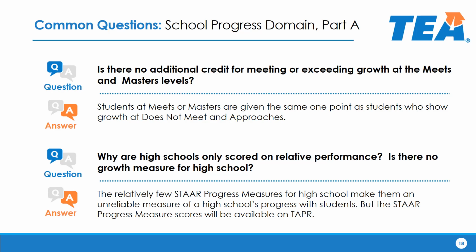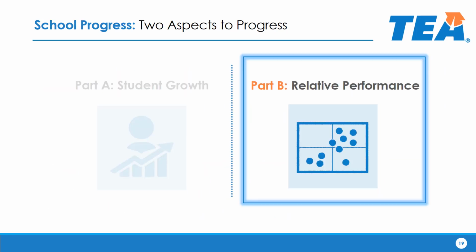Why are high schools only scored on relative performance? Is there no growth measure for high schools? Well, the relatively few STAAR progress measures in high school make them an unreliable measure of a high school's progress with students. So in the first year of the new accountability system, high schools, at least in this domain, will be rated on Part B, relative performance only. But the STAAR progress measures scores will be available on the Texas Academic Performance Report, also commonly known as the TAPR. So that's Part A.